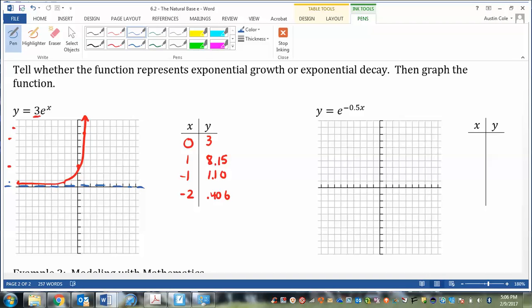Okay? Now, is this an exponential growth or decay? Well, this would be growth. Why is it growth? Because our exponent is positive. All right? Now, this is going to be a decay because our exponent is negative. Now, let's type that into our y equals, please.